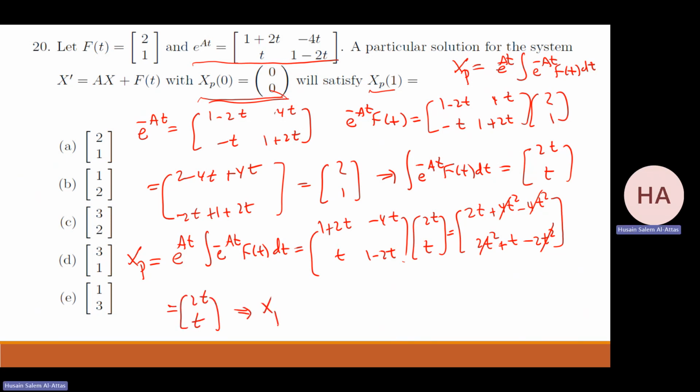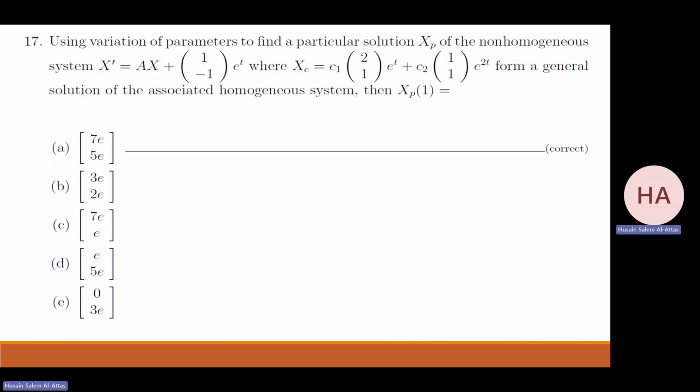What will be xp at 1? That will be 2, 1. You want xp at 1. So this is my answer. Use variation of parameters to find the particular solution for the non-homogeneous equation. So this is my f of t. He gave me xc. So xc will give us what? So I have phi of t will be, this is my first solution, and this is my second solution.